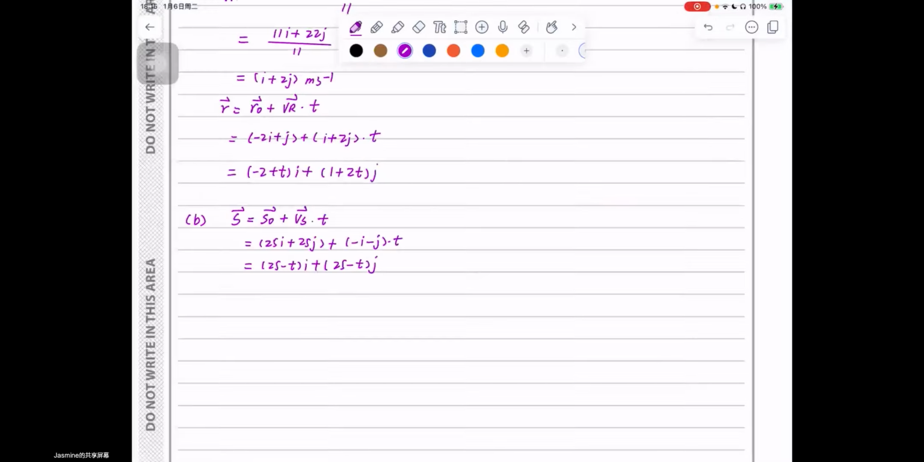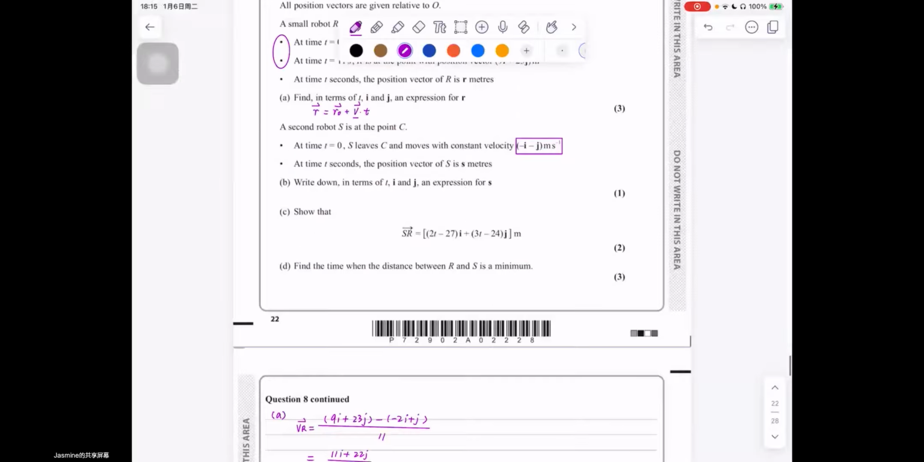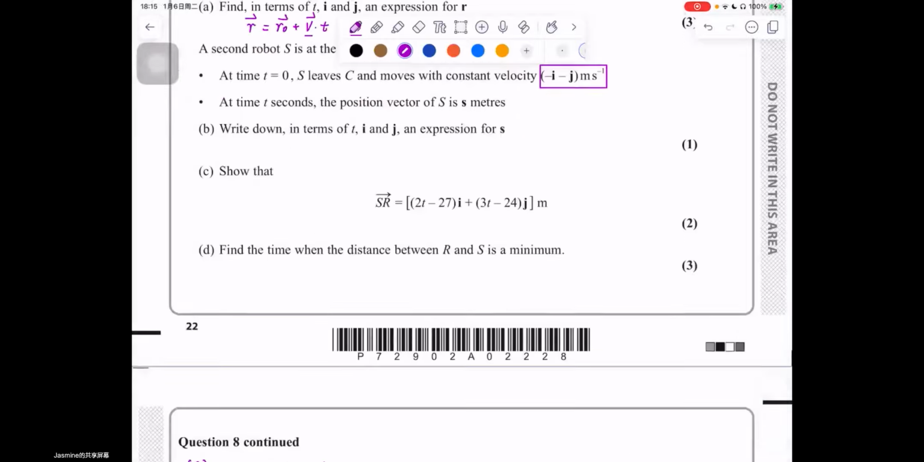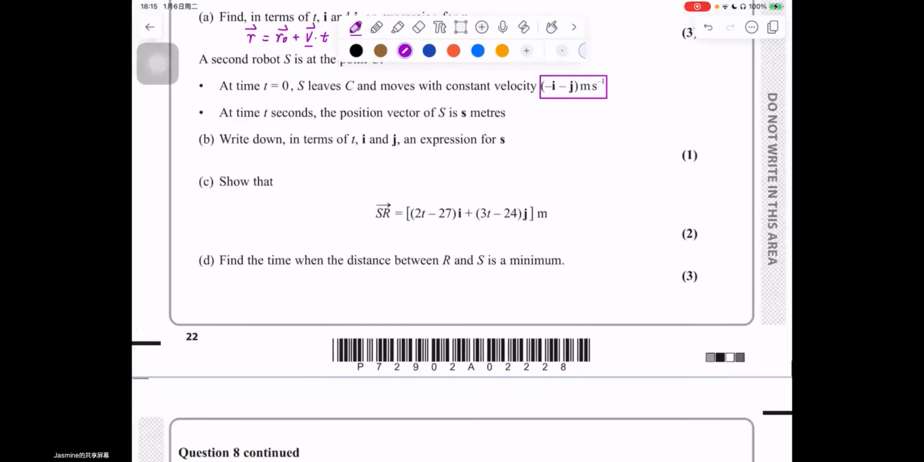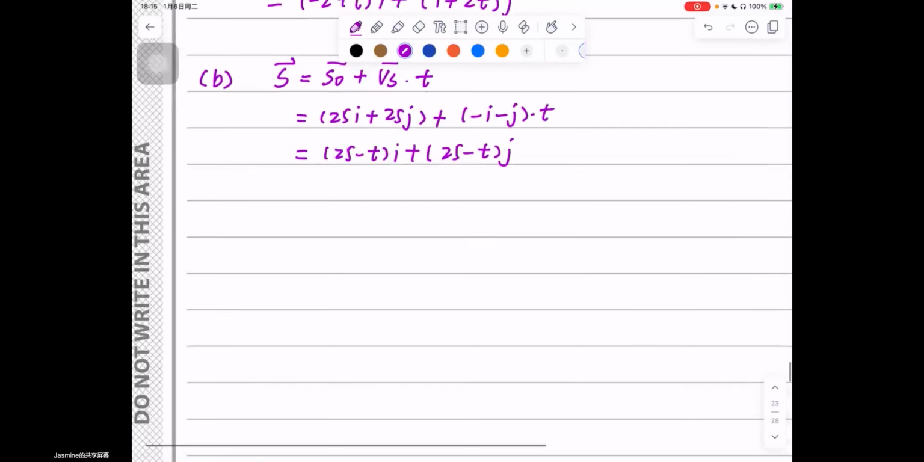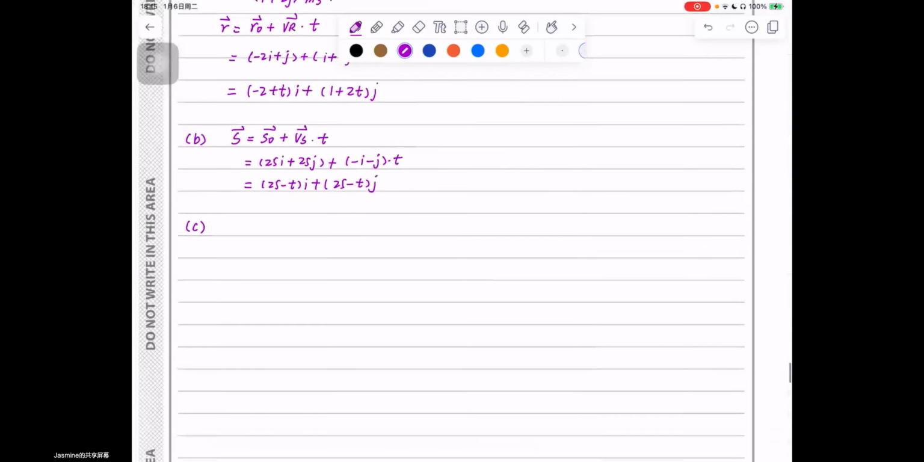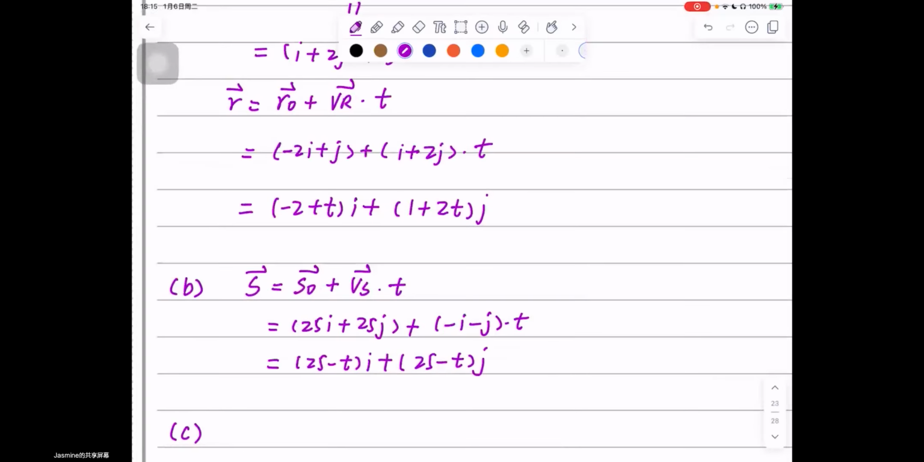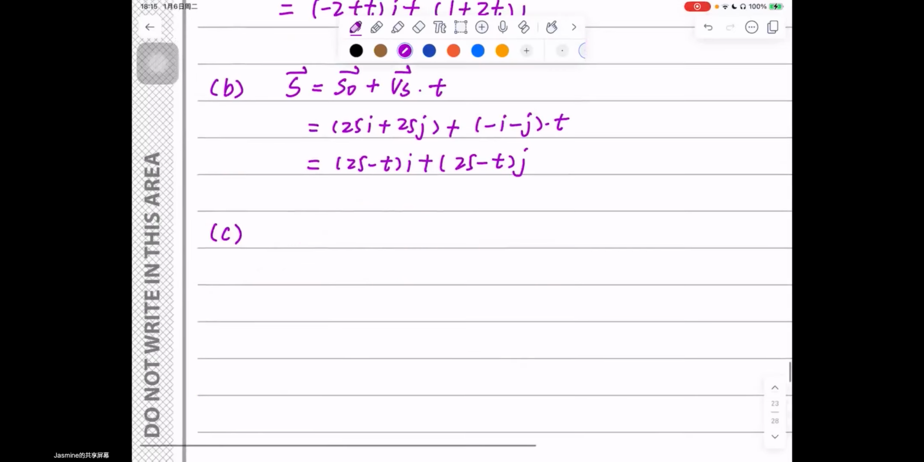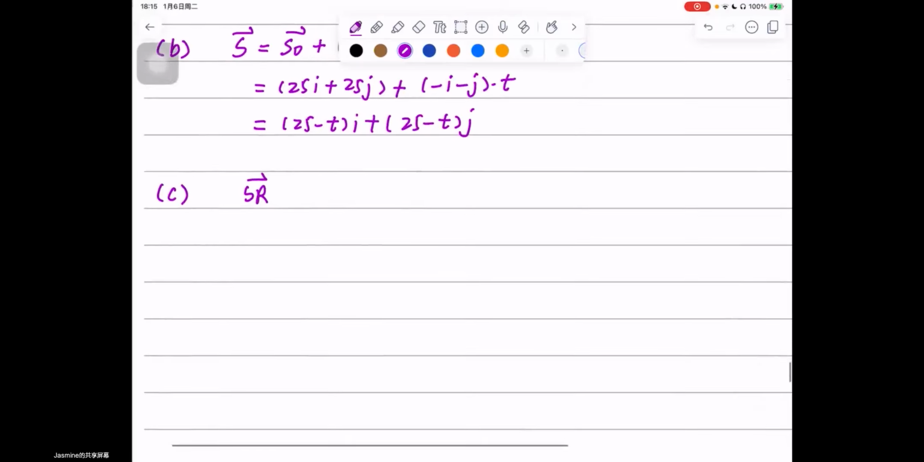Okay. Part 3, show that SR is equal to this vector. How do we do it? Let's just look back. In question A, we found the position vector of R, and in question B, we found the position vector of S. And now we're going to find SR. How do we do it? So there's an equation.